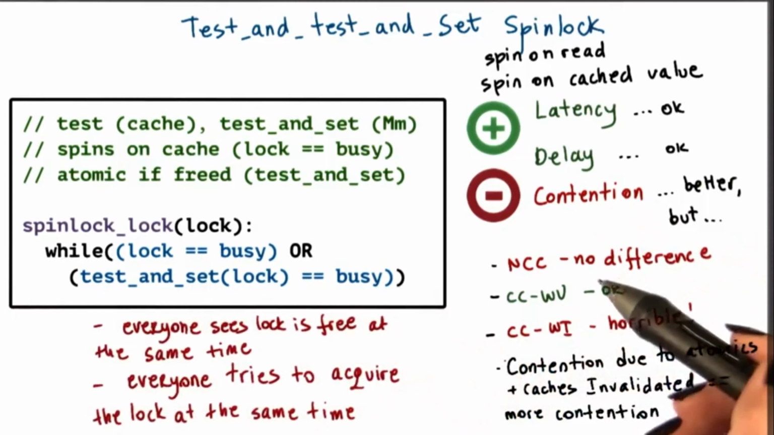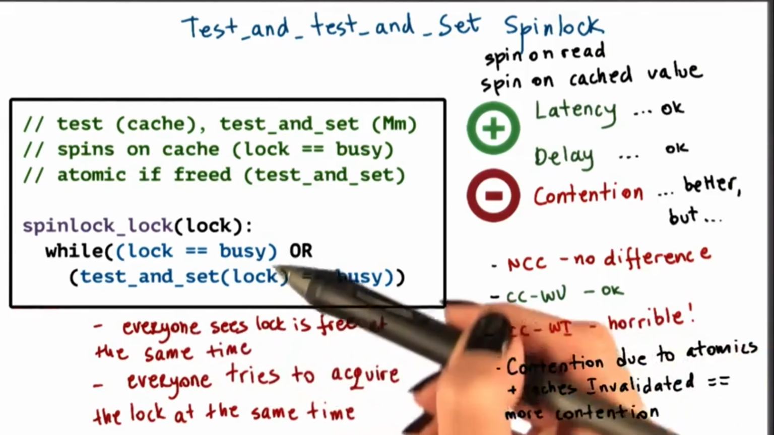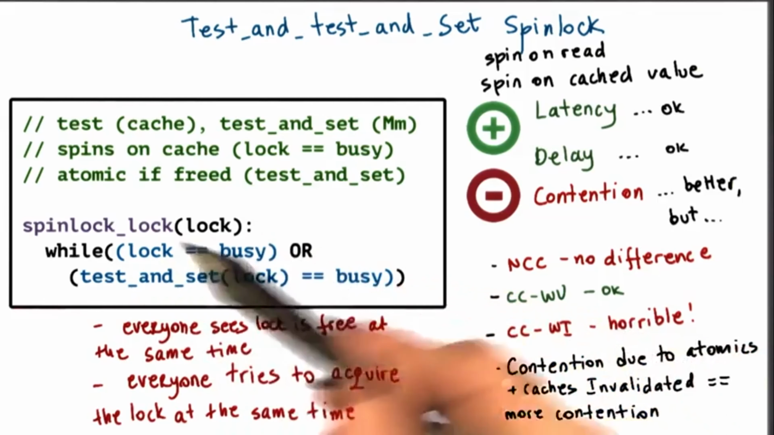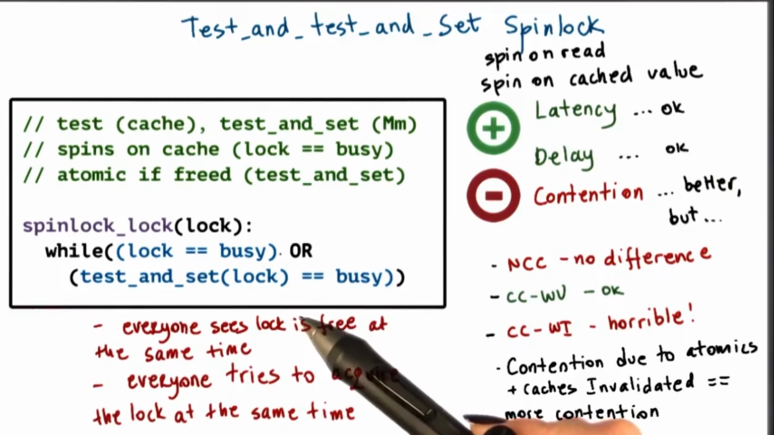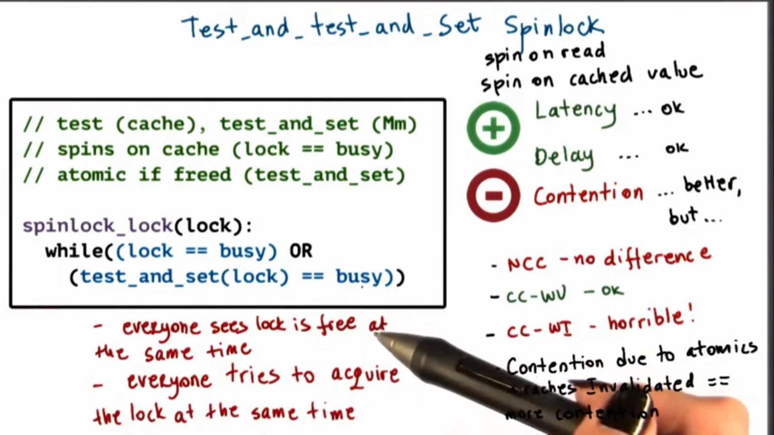The reason basically for the poor performance of this lock is that at the same time, everybody will see that the lock has changed its state so that it has been freed, and everyone will also at the same time try to acquire this lock.